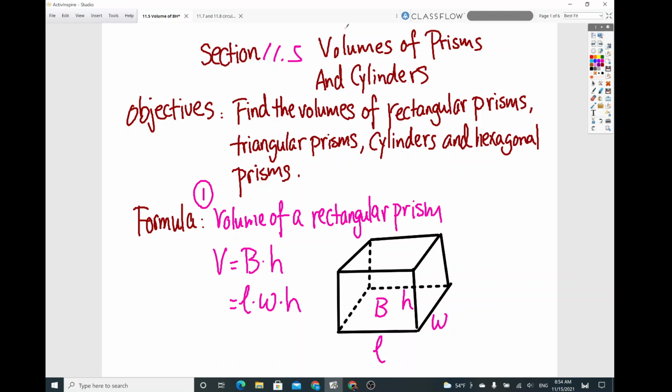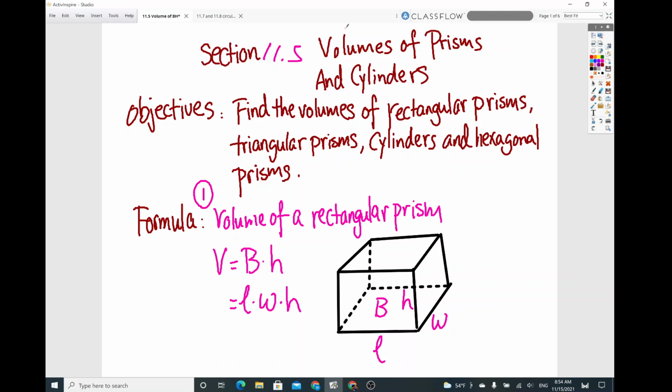So today I would like to talk about section 11.5, volumes of prisms and cylinders. The objective for the lesson today is to find the volumes of a rectangular prism, triangular prism, cylinder, and hexagonal prism.